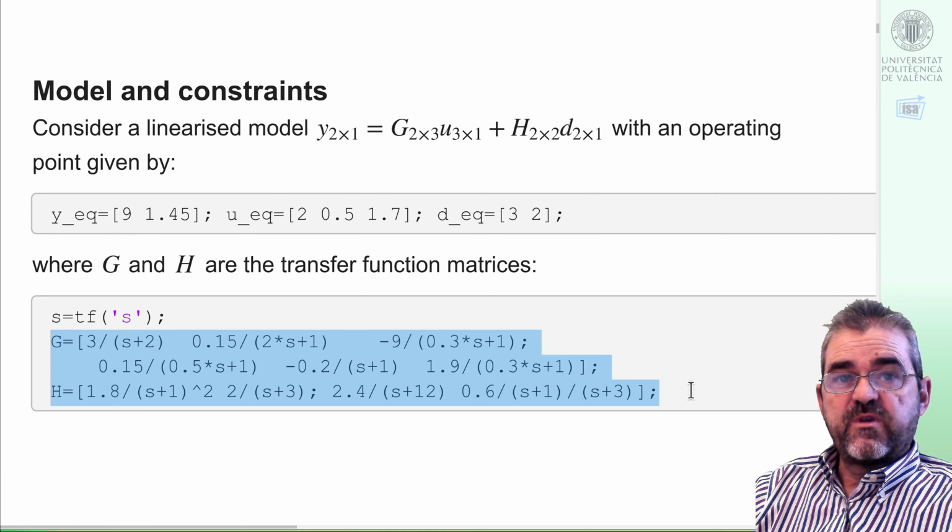We had this linearized model around a given operating point, and these were G and H. In previous videos, we discussed just the properties of the DC gain of G and H. Here, we'll use the full frequency response, not just zero frequency.